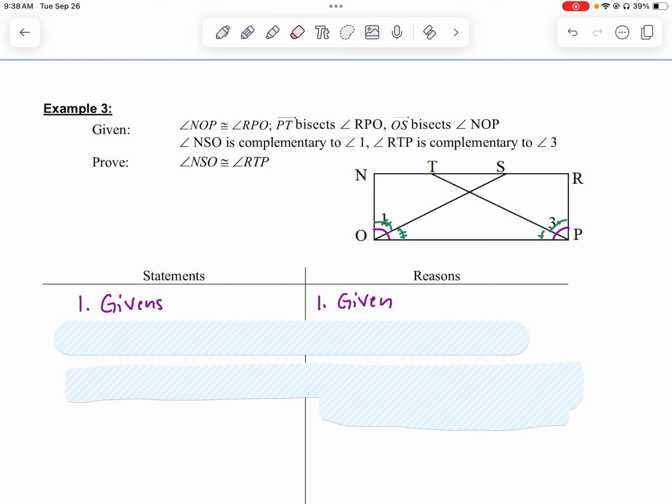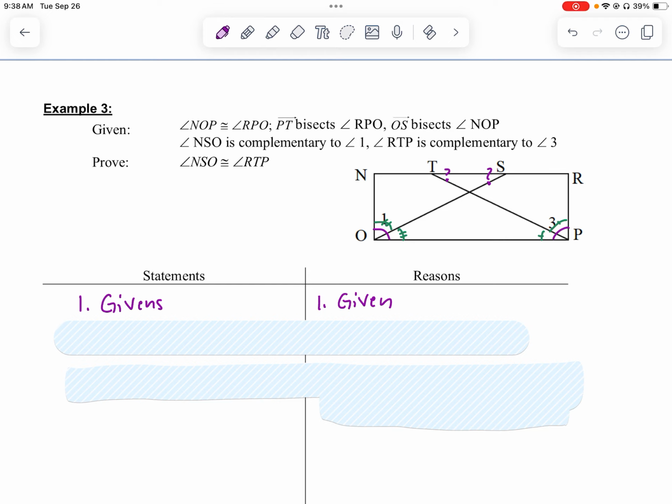Okay, now there are some more givens. We know that angle NSO, where is that? That is right here. Angle NSO is complementary to angle 1. And angle RTP, right here, is complementary to angle 3. Whew, that's a lot of givens. But before we go anywhere, what are we trying to prove? We are trying to prove the two angles I just put an arrow at, NSO and RTP. We're trying to prove that these angles are congruent to each other.